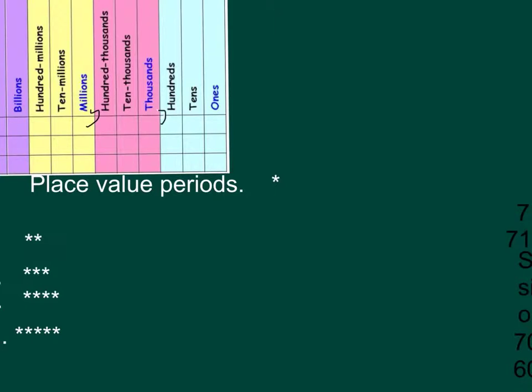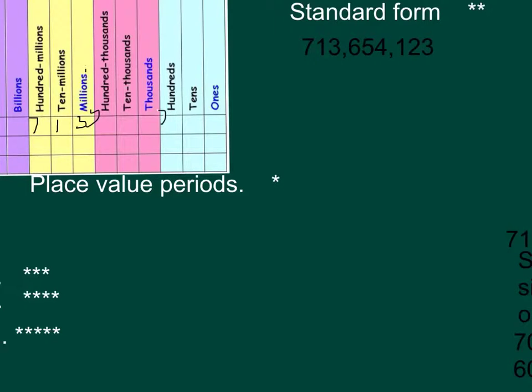But there are different ways to write numbers. One way is the standard form. That's just the way that we write numbers every day. Here's an example of a standard form. We can just take that number and write it over here in our place value. 734,654,123. That's one way we can write the numbers, and the most common way.